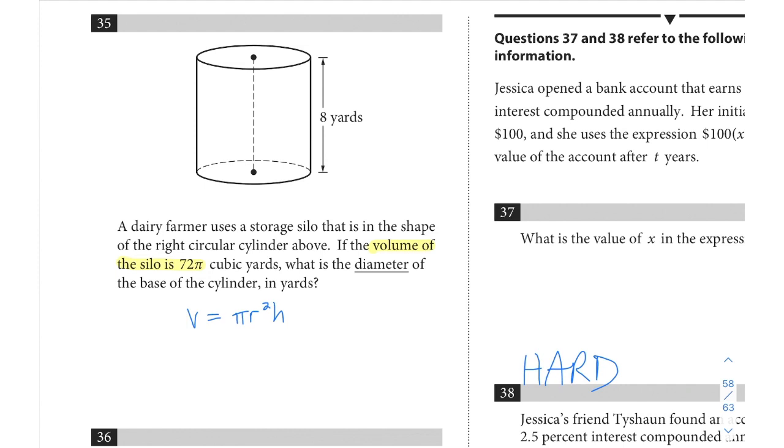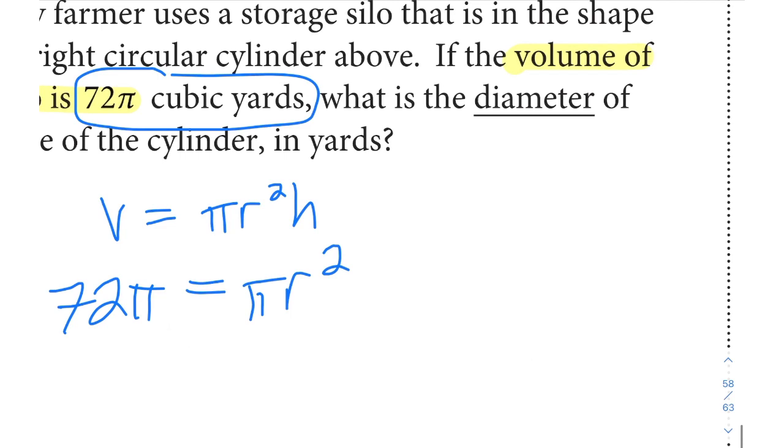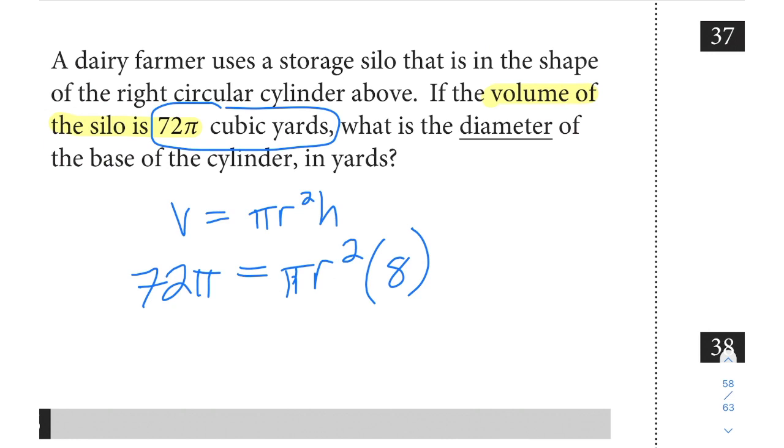So we should know this formula, and then here we can plug in, they give us 8 yards for our height. They tell us 72 pi cubic yards for the volume, and we can use that to solve for the missing variable, r. So we would plug in here 72 pi equals pi r squared times our height of 8. And then to do the math on this, the pi's cancel. You can divide both sides by 8, so 9 equals r squared, and 3 equals r.